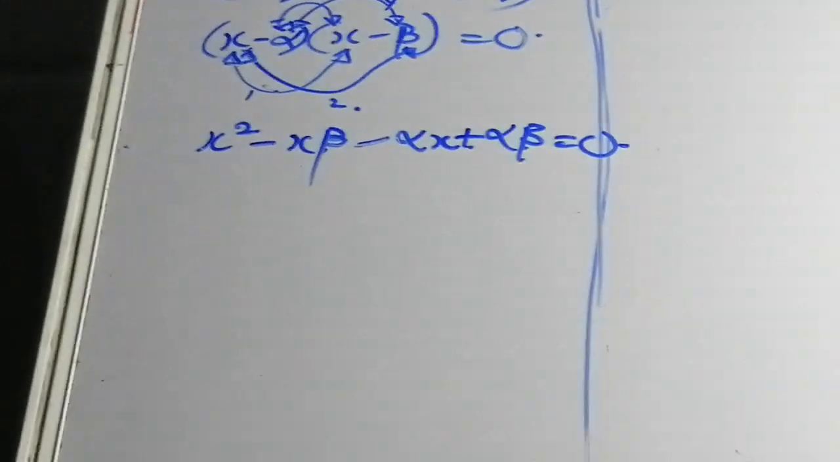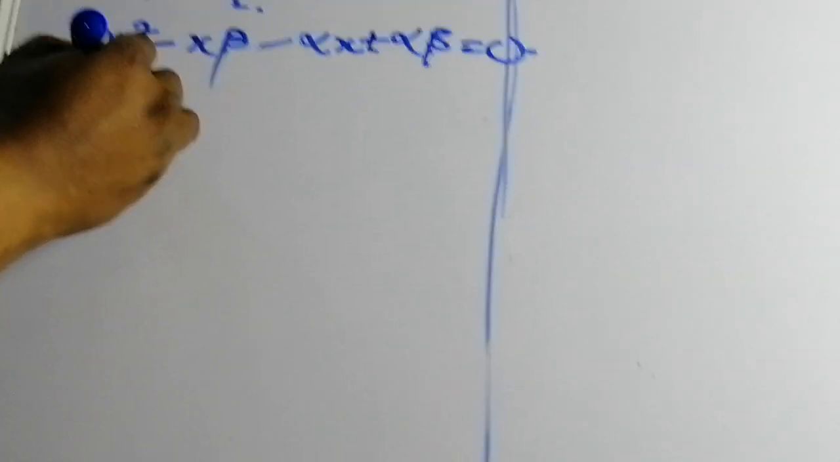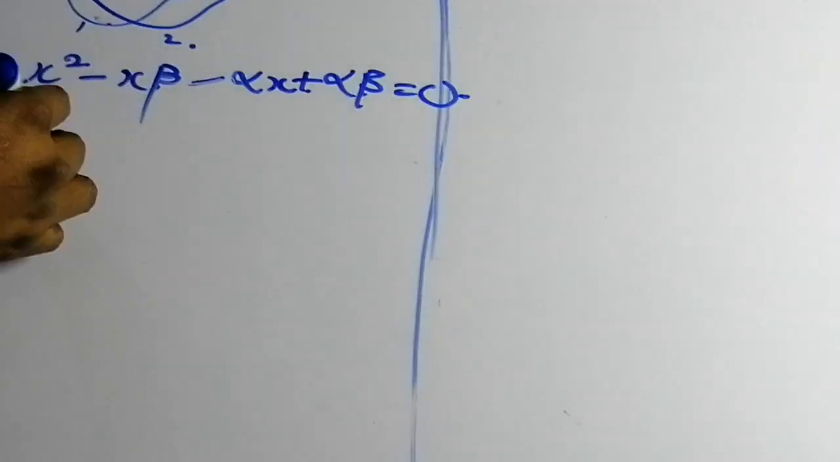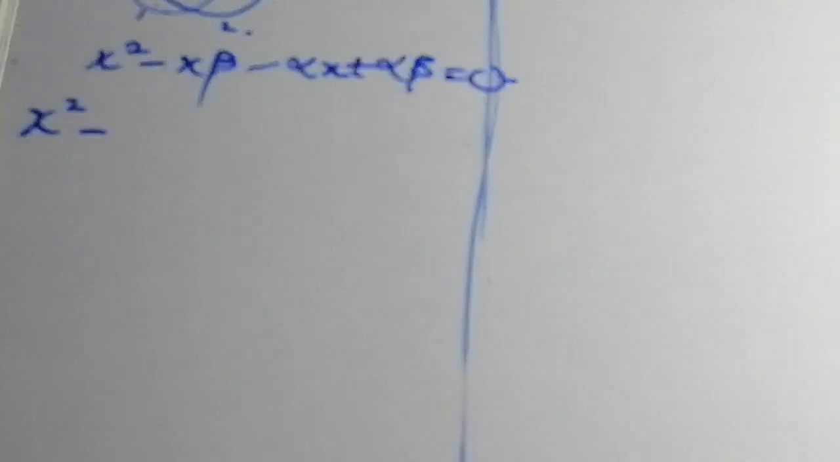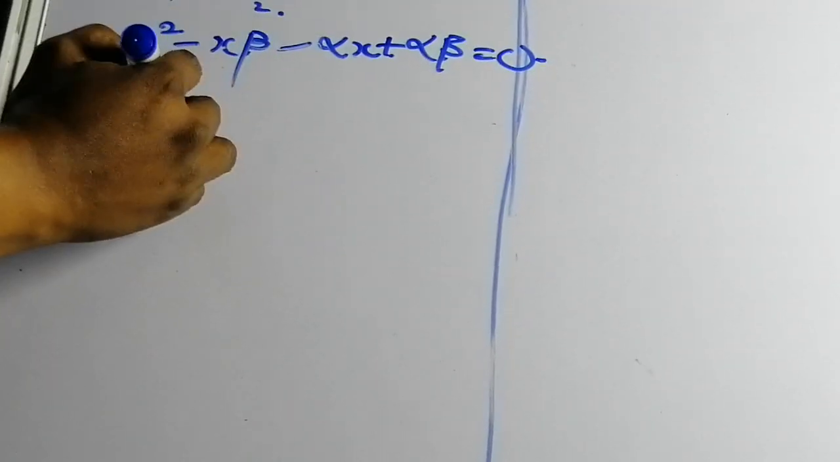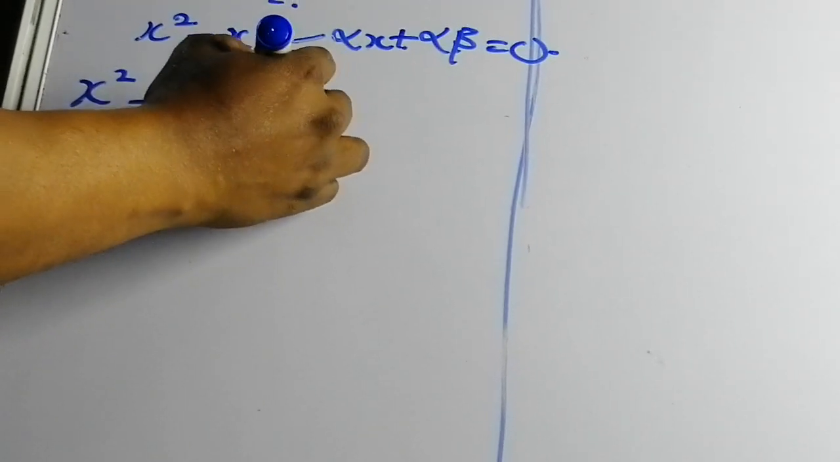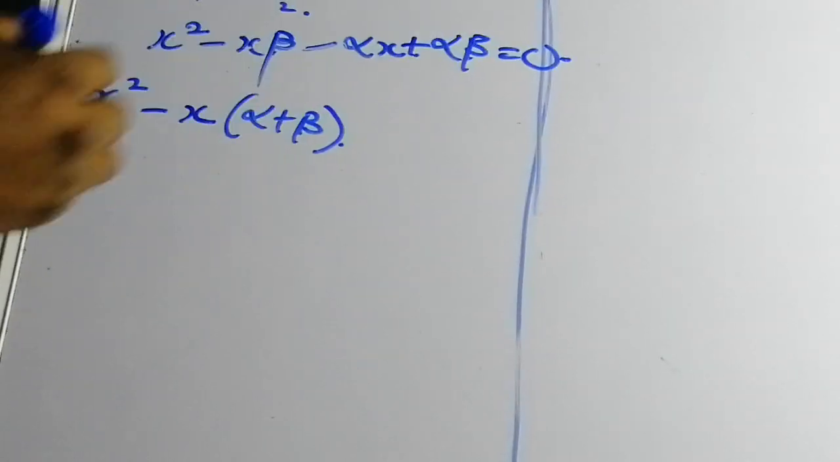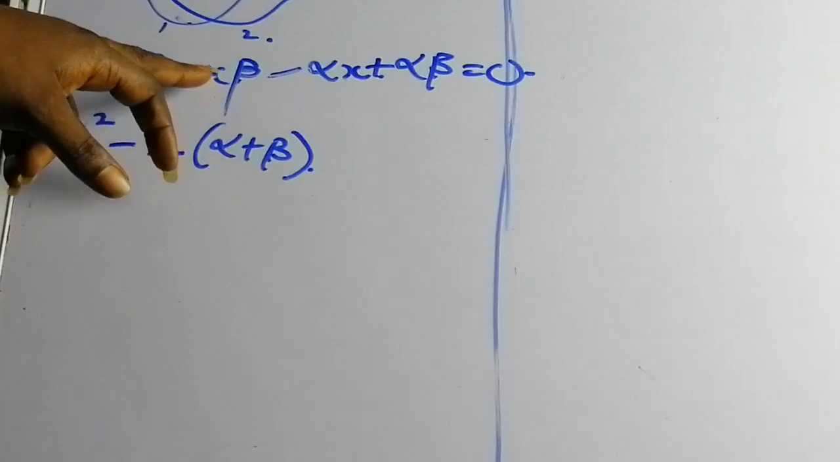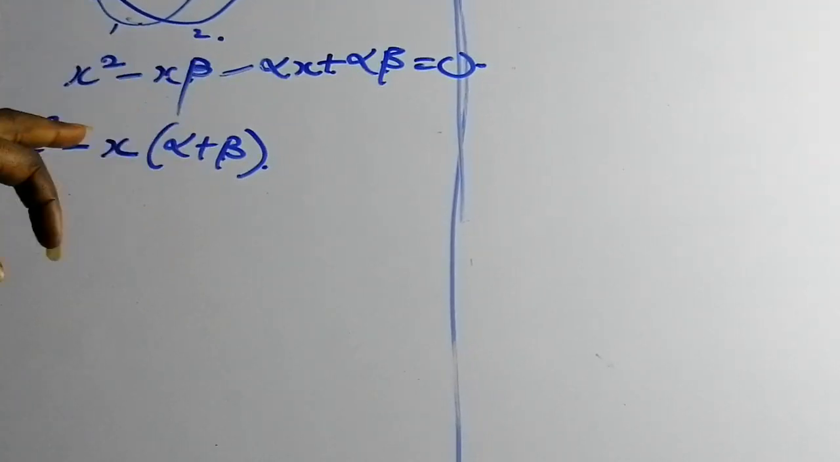Now, if you look at it very well, I can say something is common here. x square minus is common, I can bring it out. Since minus is common, what is also common? x is common here, I can bring it out. So it will now remain alpha plus beta. By the time you expand this, you will get this back. This is minus times plus minus.